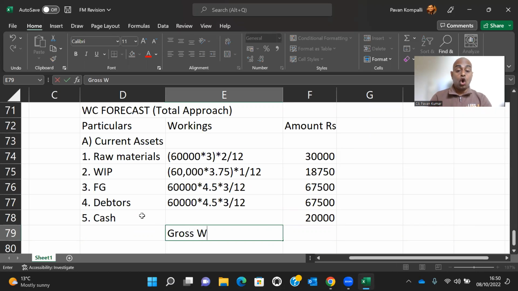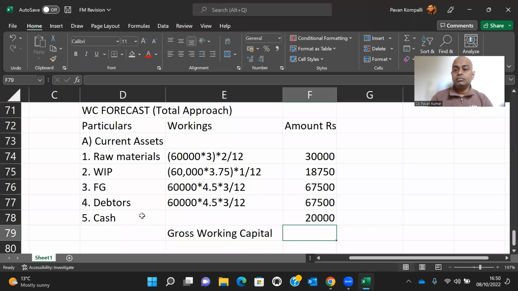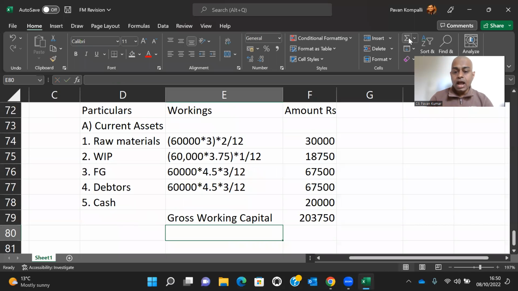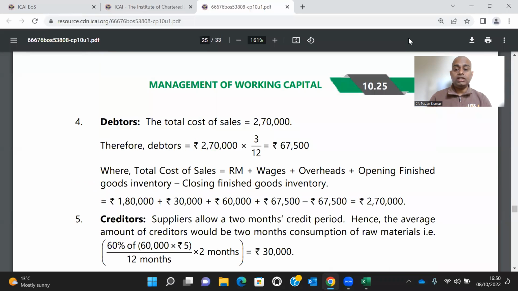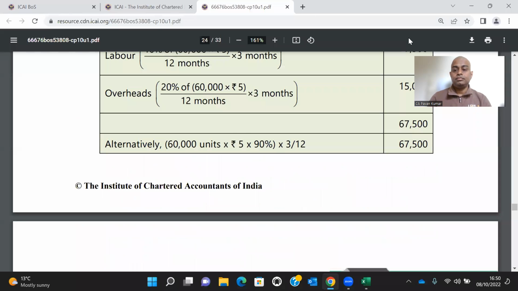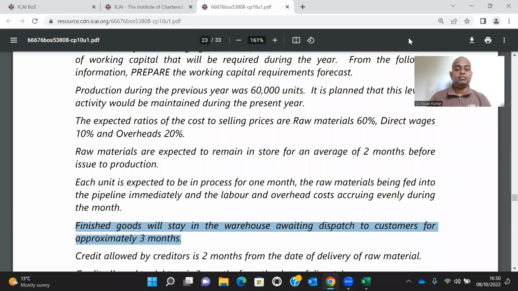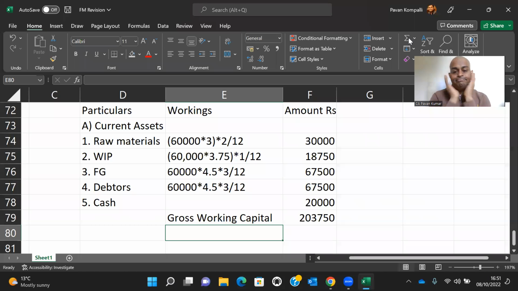So what is this? Gross working capital. Is it 203,750? Gross working capital, is it 203,750? Yes. What to do now? Are we done with this question? Can we go to the next question?